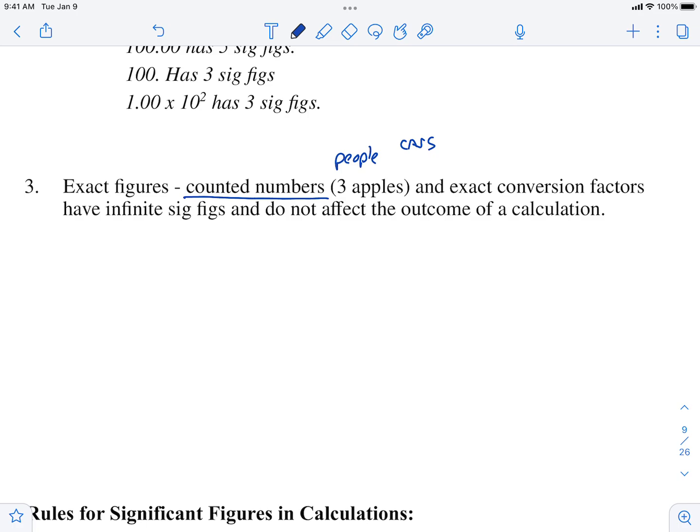Also, there's what we call exact conversion factors. Exact conversion factors are things like 100 centimeters equal to 1 meter. That relationship is not counted out, that is defined. By metric definition, that is a truth. So when I look at that number 100 centimeters, I don't say there's 1 sig fig. I realize this is an exact conversion, and so that has infinite sig figs, and that has infinite sig figs.